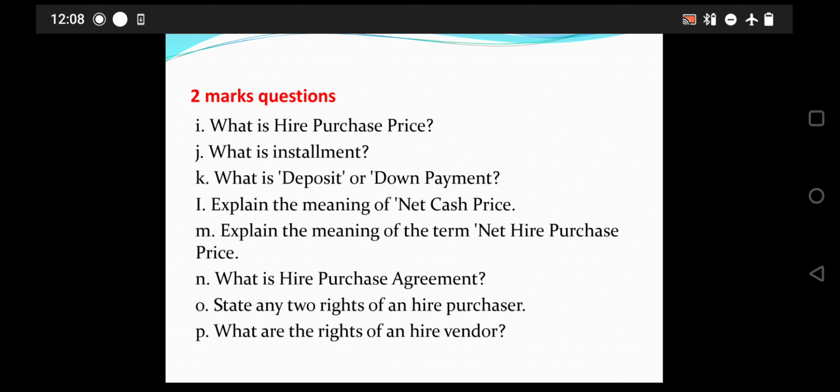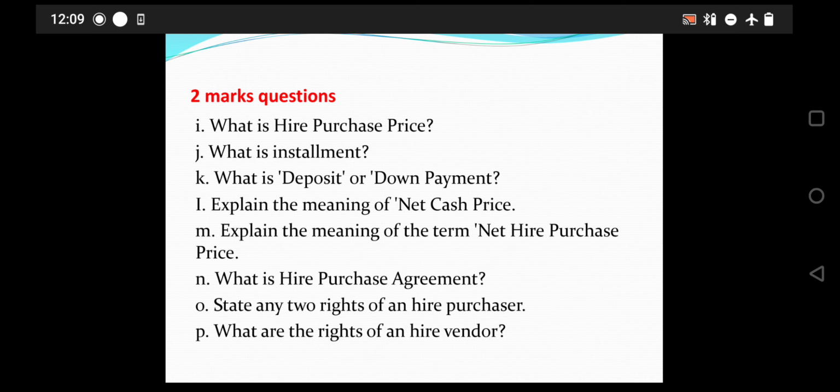Next, explain the meaning of net hire purchase price. Net hire purchase price is where we take three types of things: delivery charges of the goods, registration charges and insurance charges. Including these, we will deduct them from the hire purchase price. So, hire purchase price minus delivery charges, registration charges and insurance charges. Again, delivery charges, registration charges and insurance charges, if applicable, you should consider.